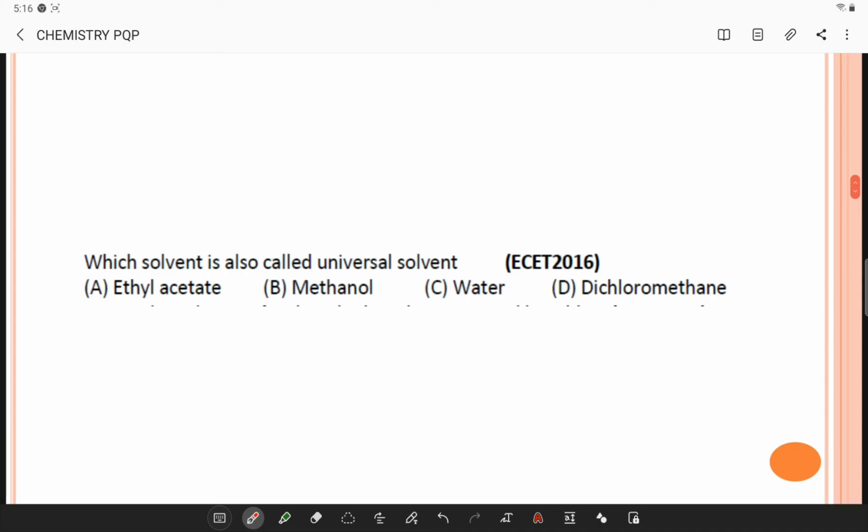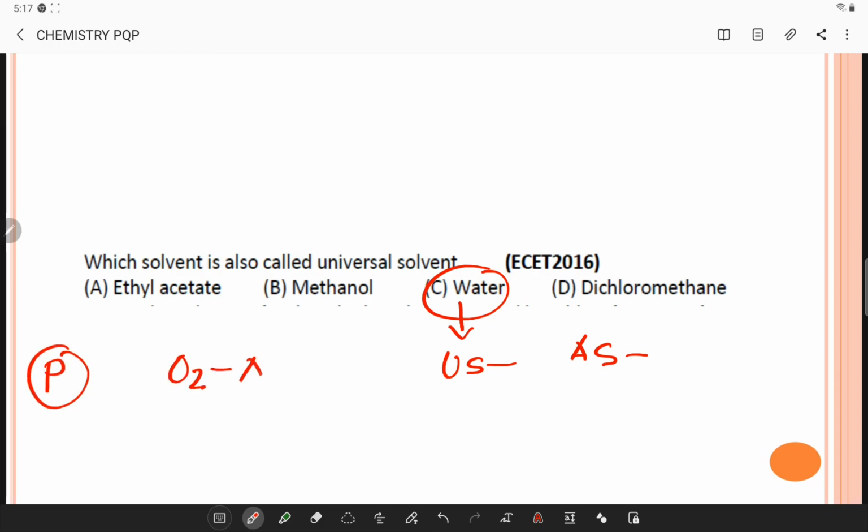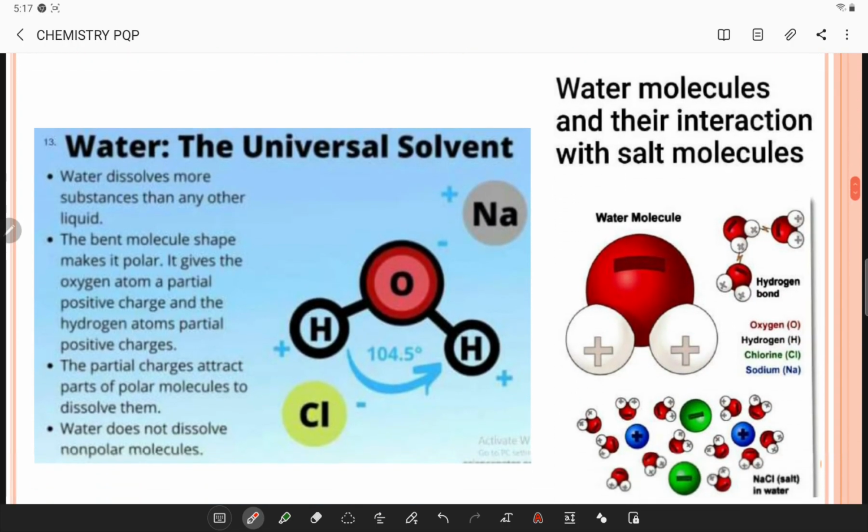So which solvent is also called universal solvent? So basically water is called the universal solvent as water dissolves more substances than any other liquid. The bent molecule shape makes it polar and it gives oxygen atom a partial negative charge and hydrogen atoms partial positive charges. Water does dissolve non-polar molecules, and water molecules and their interaction with salt molecules explain this. So I have a diagrammatic representation of this.